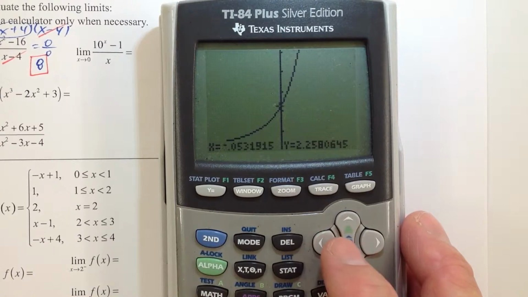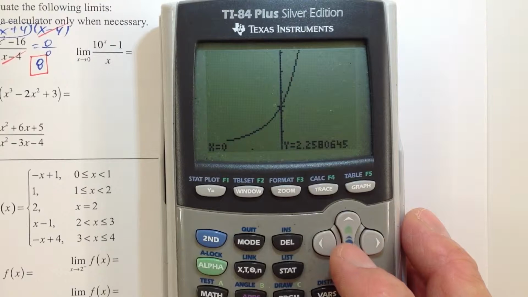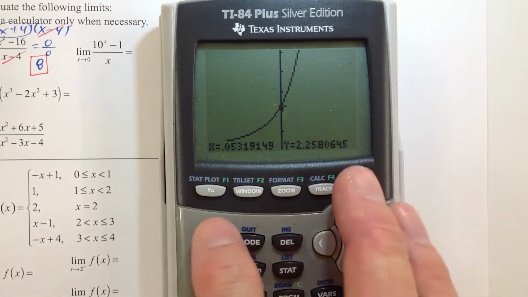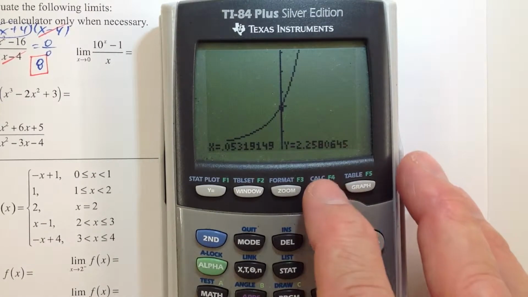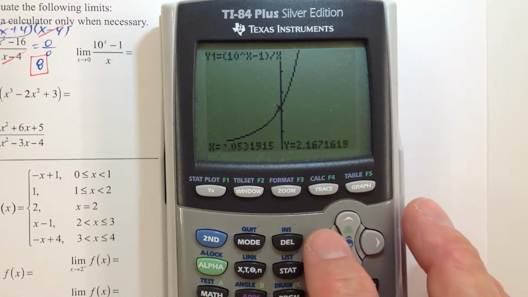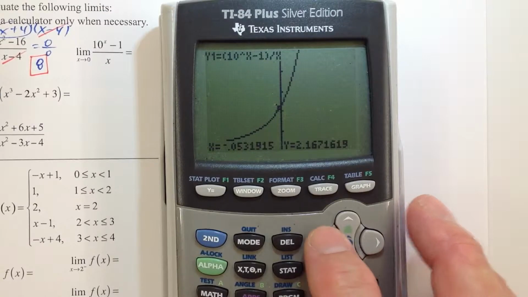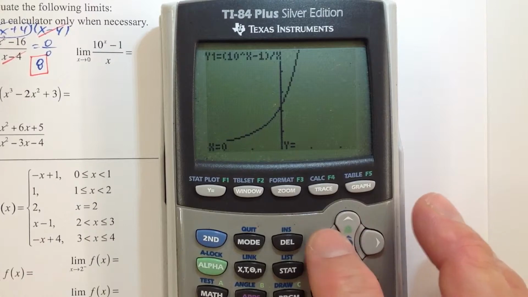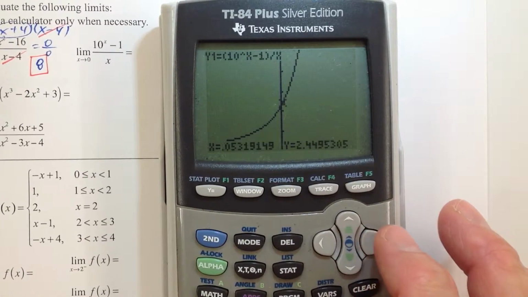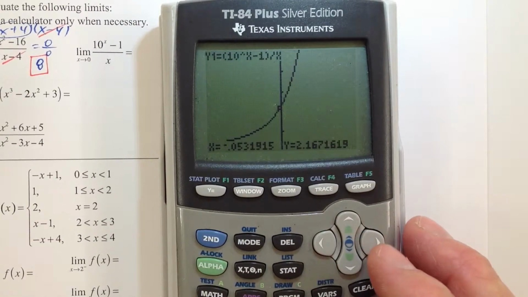Well, this is not the way that I would actually go about finding a limit. I want to use the table feature on my calculator, so this is just to get an idea of what's going on right around that value in which x is equal to 0. We could also trace, and if we go just to the left of 0, we see that as x is approaching 0 from the left, we get about 2.167, and then just to the right 2.449. So we're zooming in on something around a little over 2.